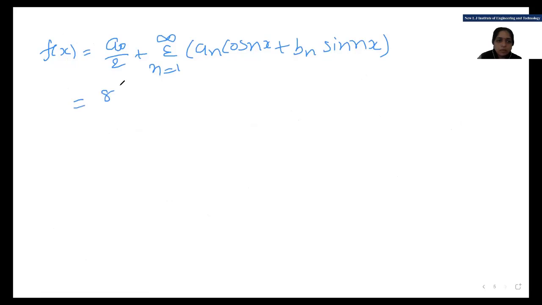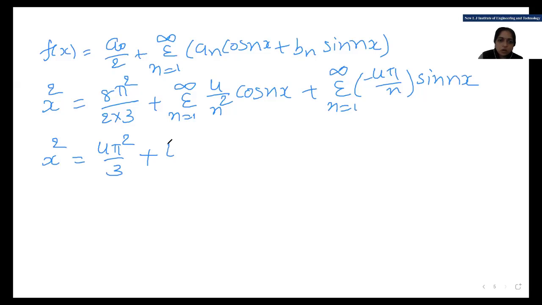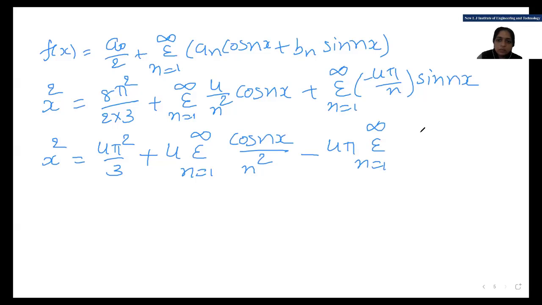So here if I put 8 pi square by 3 over 2 into 3, plus summation n 1 to infinity, the value of an, that is 4 upon n square, cos nx, plus summation n 1 to infinity, the value of bn is minus 4 pi by n, into sin nx, right? Now, after simplification, here our function f of x is x square, right? So this is x square equals 4 pi square by 3, and if I keep 4 as a constant, then plus 4 summation n 1 to infinity cos nx upon n square minus 4 pi summation n 1 to infinity sin nx upon n, right?